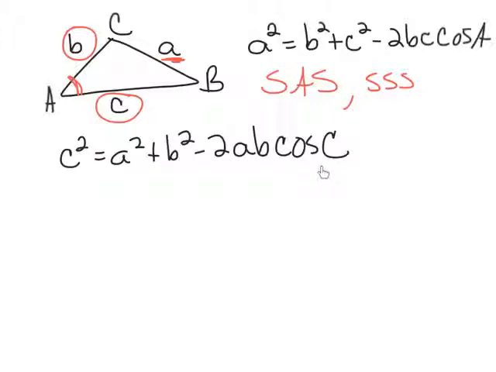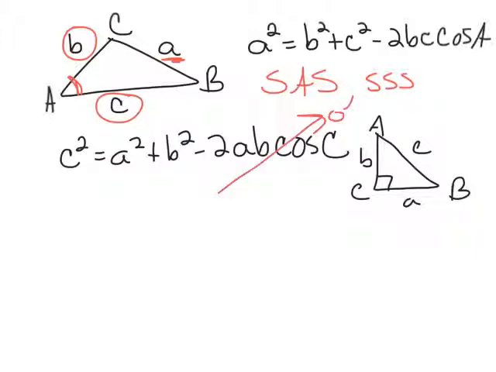What if C were 90 degrees? If C is a 90-degree angle, that makes little c the hypotenuse, and we have little b and little a. What happens to my law of cosines when C is 90 degrees? If you think of your quadrantal angles, the cosine of 90 is 0. So this entire term would go away and we're left with the Pythagorean theorem. So the Pythagorean theorem is just a special case of the law of cosines. That's another way to think about it.